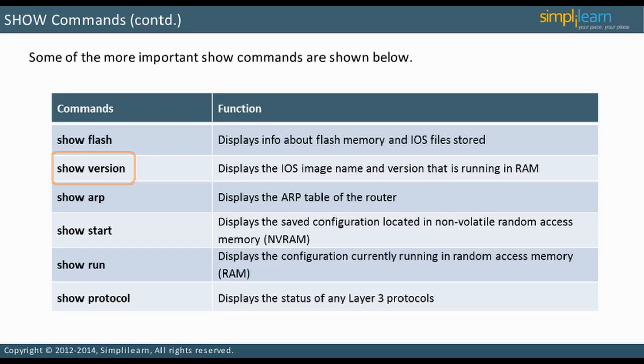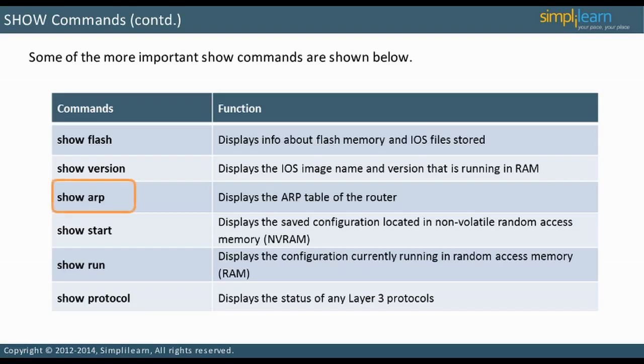The show version command displays the IOS image name and version that is running in RAM. IOS is loaded to RAM and then executed from there. As a result, using the show flash command will not show the IOS image and version that is running, but the show version command will.